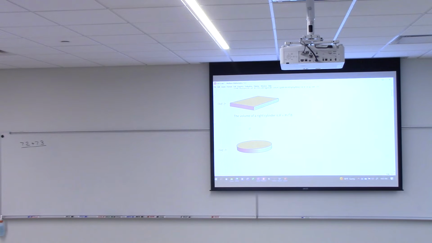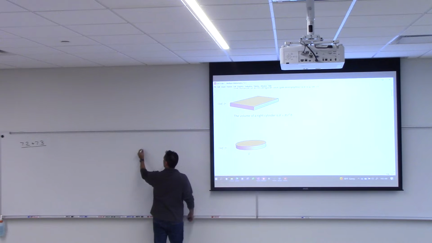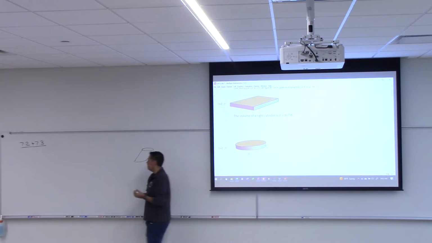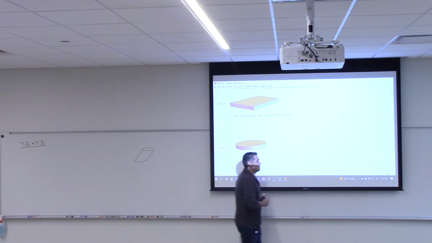The next thing we need to be comfortable with is the volume of a right cylinder. We call it a right cylinder because you could have something that looks like this, like a cylinder that's been tilted over. That would not be a right cylinder. A right cylinder, this angle right here is 90 degrees, like a soda can. So the volume of a right cylinder is pi r squared times h.